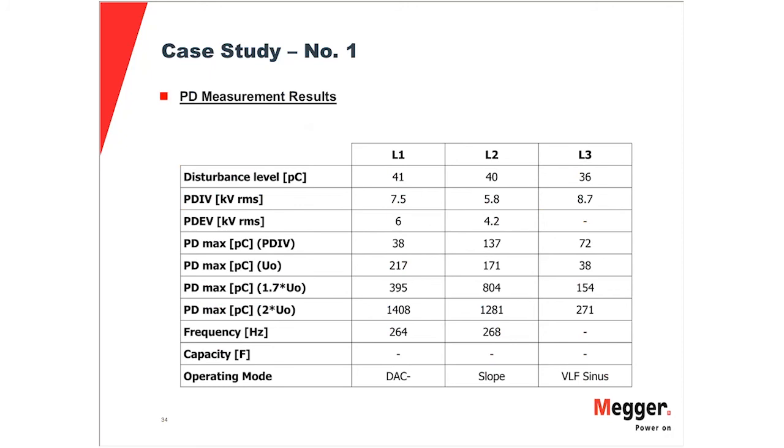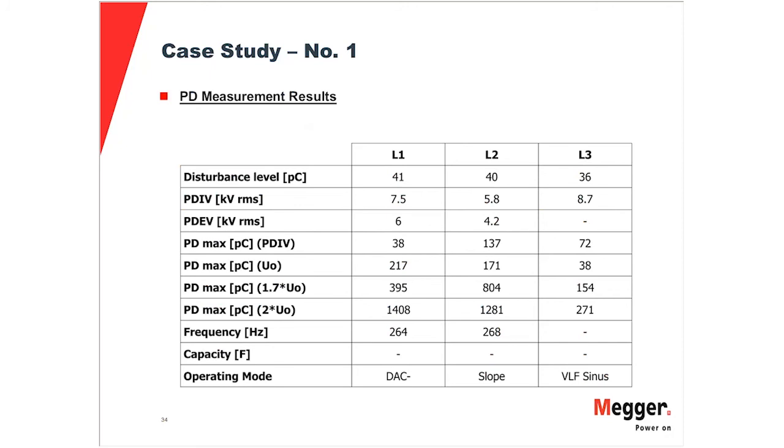Now here you see phase L1 has been tested by using the damped AC technology. Phase 2 has been tested by using the slope technology or cosine rectangular technology, and phase 3 has been tested by using the VLF sinusoidal. So you see here, first of all, before we apply high voltage, we want to know what is the natural existing noise at this specific location. And you see here quite a nice distribution on all 3 phases.